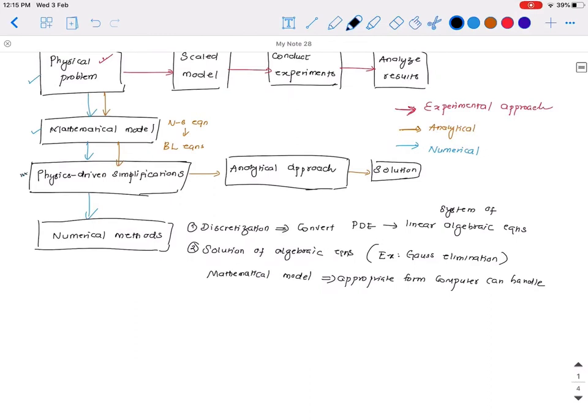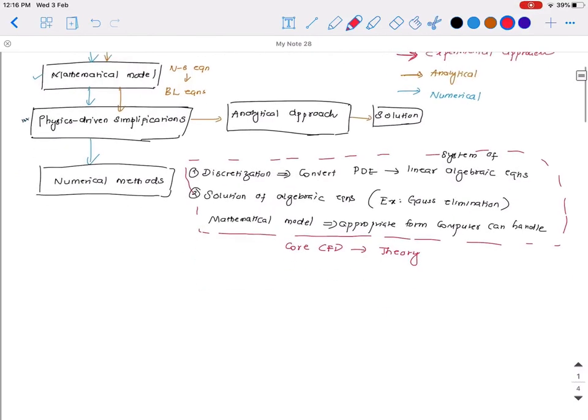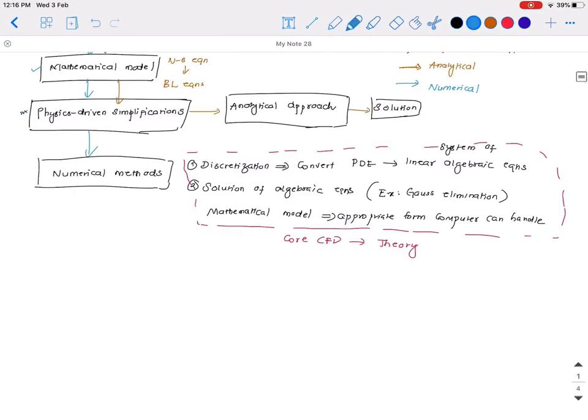This is the core of CFD or any other numerical method, be it computational fluid dynamics or the finite element method for structures. Let's say this is the core of CFD, and it contains all the theoretical aspects of CFD or structural analysis. Once we have discretized the mathematical model, we go on to develop computer algorithms.